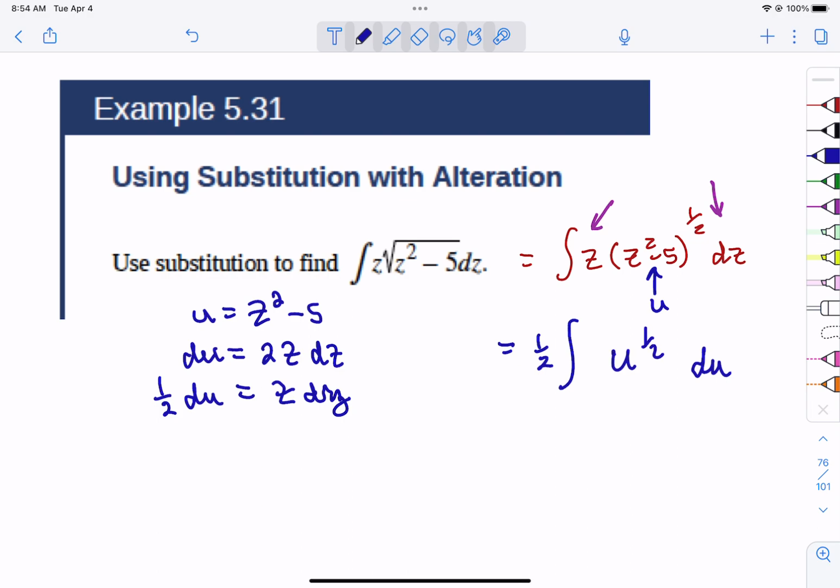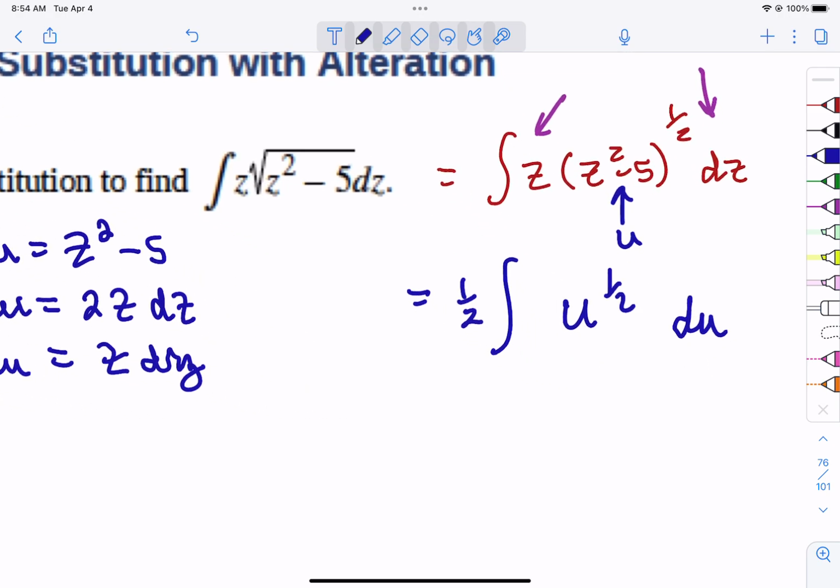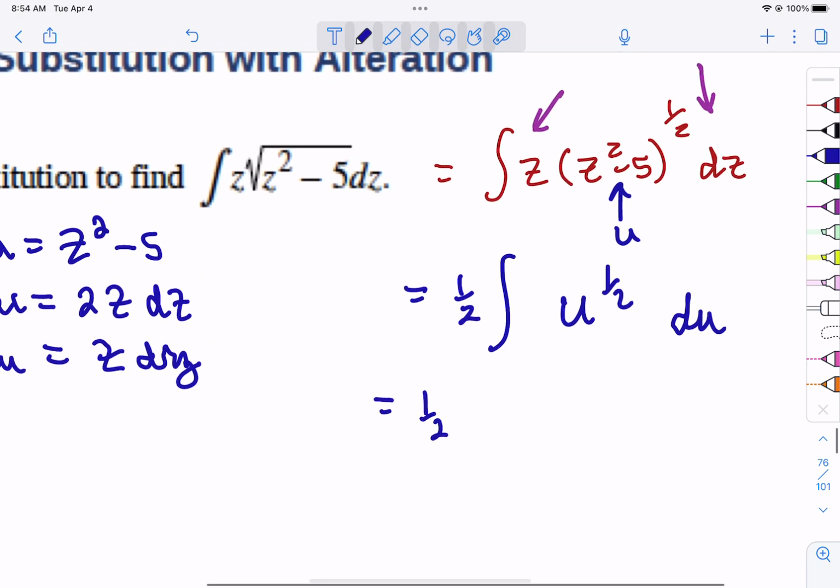Now we know how to integrate that, right? That's just undoing a power. And so the constant's going to stay there. Our u is going to go up to a 3/2 power, but we have to multiply by the reciprocal of 3/2, so we're going to multiply by 2/3.